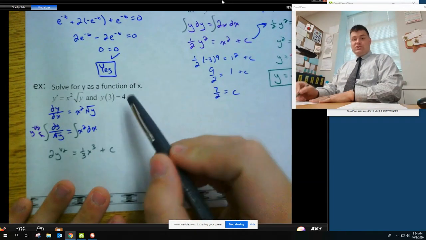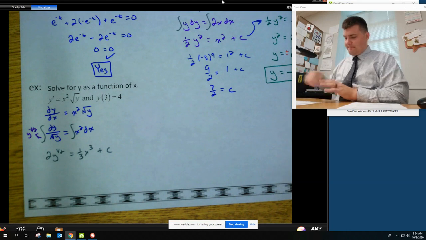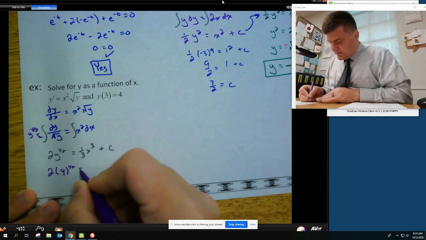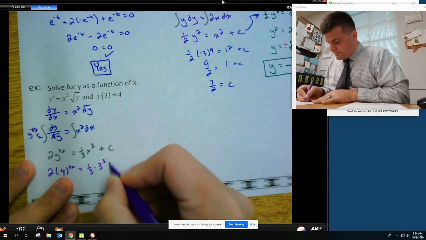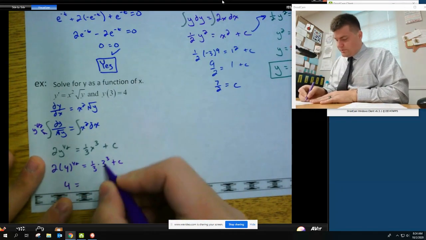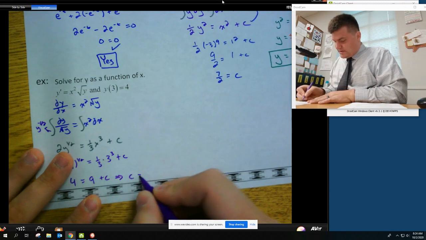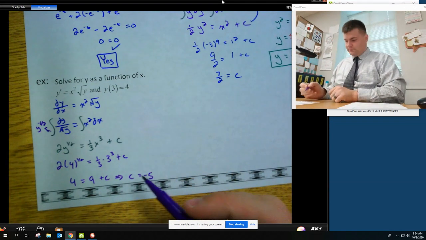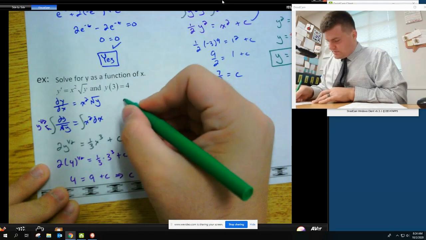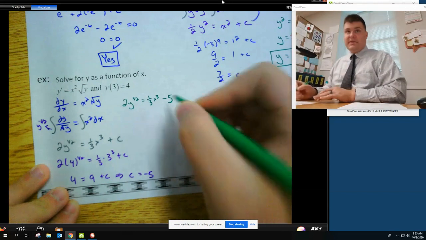And now let's go ahead and plug in my initial condition here to solve for that c value. So when I plug in, I'm going to get 2 times 4 to the 1/2 equals 1/3 times 3 cubed plus c. I think this cleans up pretty nicely because 4 to the 1/2 is just 2. 2 times 2 is 4 equals, this is 9 plus c. You're going to end up with c equaling negative 5. So in green, I'm going to end up with 2y to the 1/2 equals 1/3 x cubed minus 5.